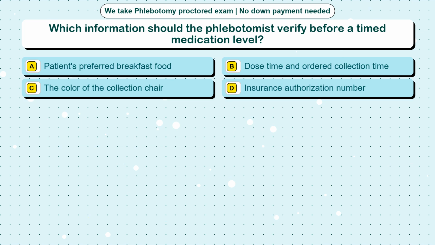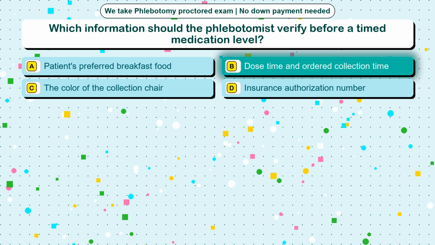Question 68. Which information should the phlebotomist verify before a timed medication level? Option A. Patient's preferred breakfast food. Option B. Dose time and ordered collection time. Option C. The color of the collection chair. Option D. Insurance authorization number. The correct answer is option B.